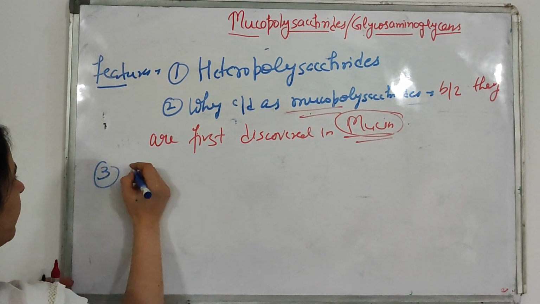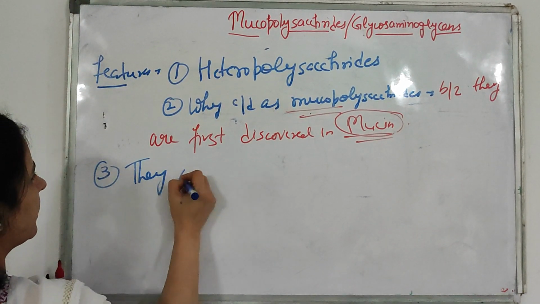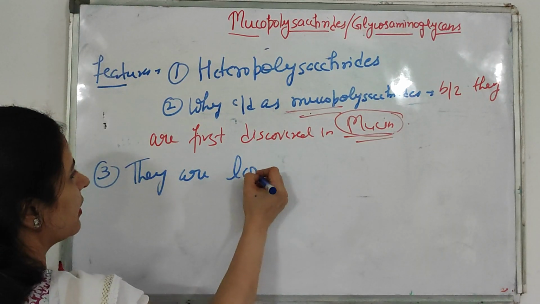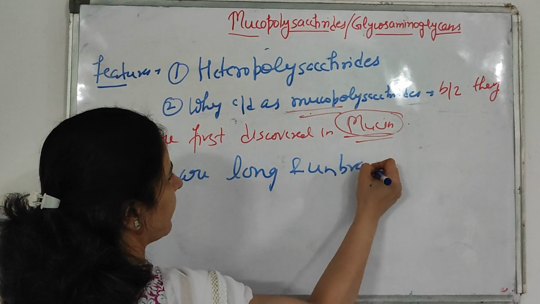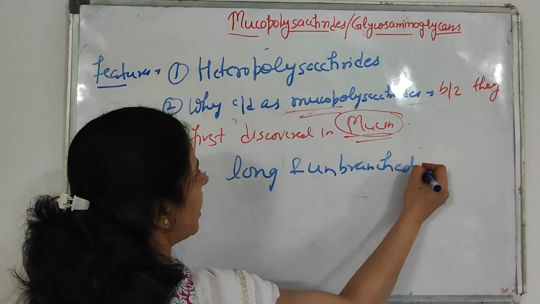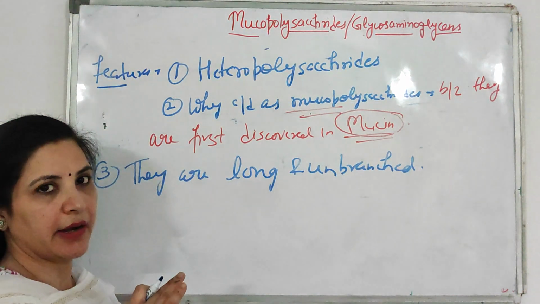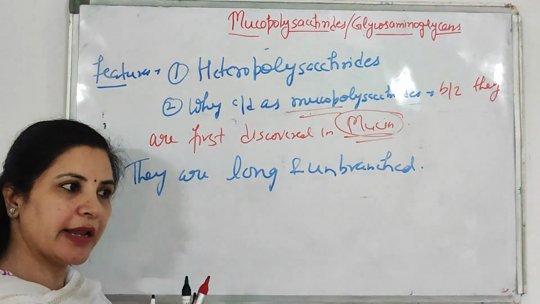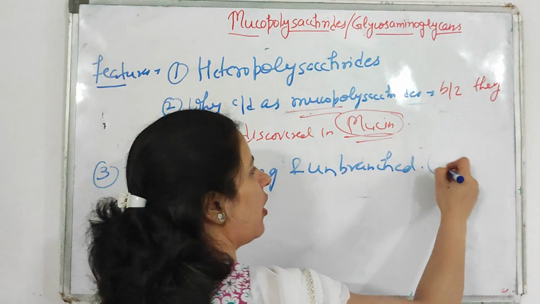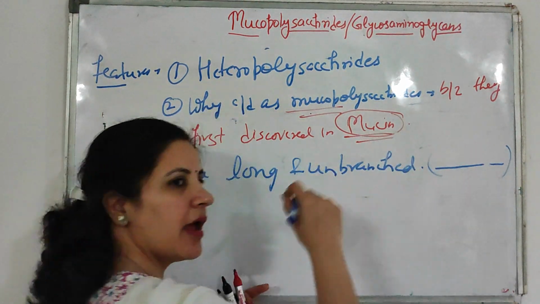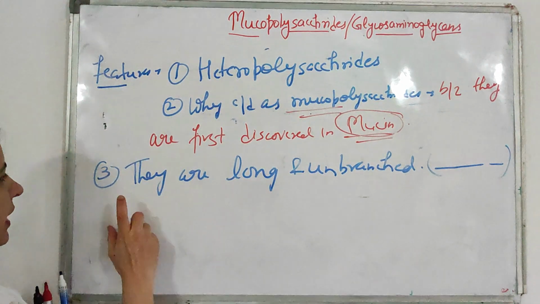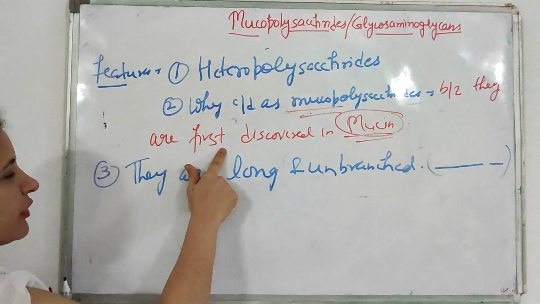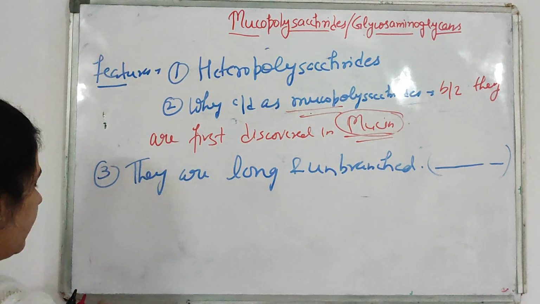Next, they are long and unbranched. So no branching is there in these mucopolysaccharides. They are long in nature, repeating units are there, but they are unbranched, unlike glycogen, which is a very branched molecule. So they are heteropolysaccharides, first discovered in mucin, long and unbranched.